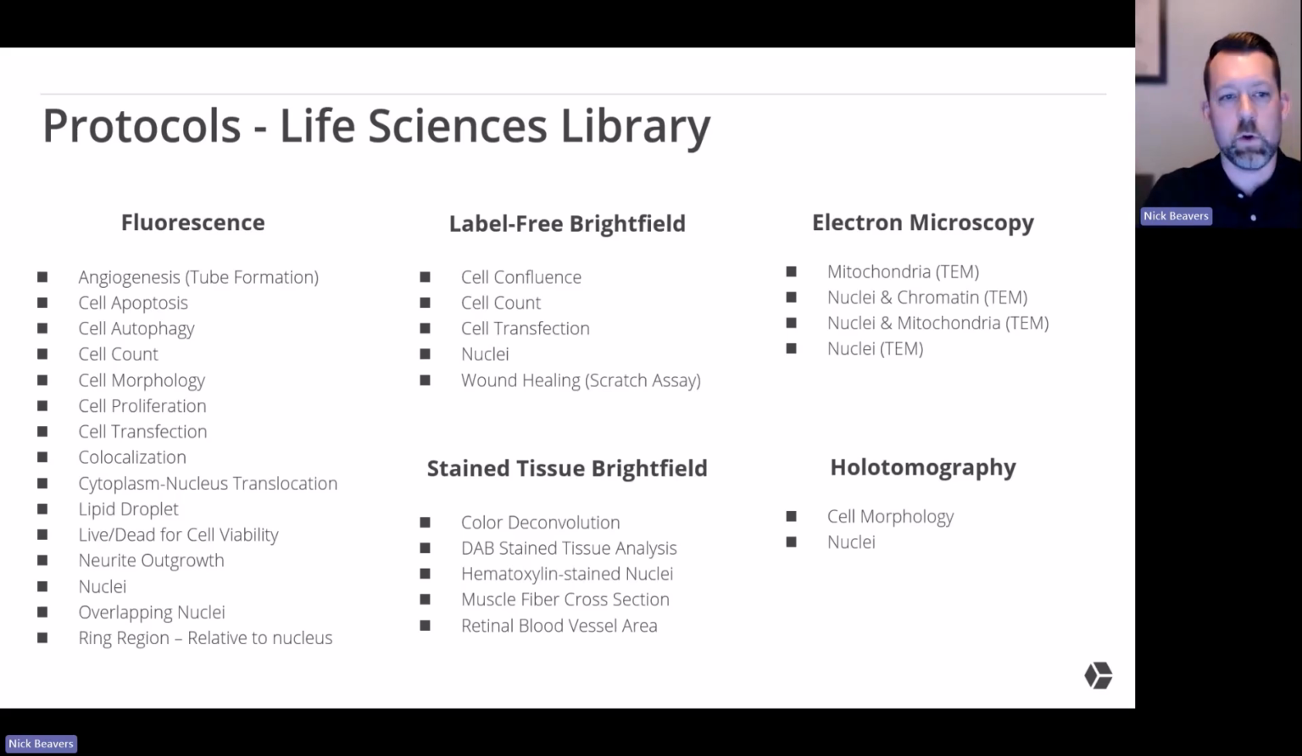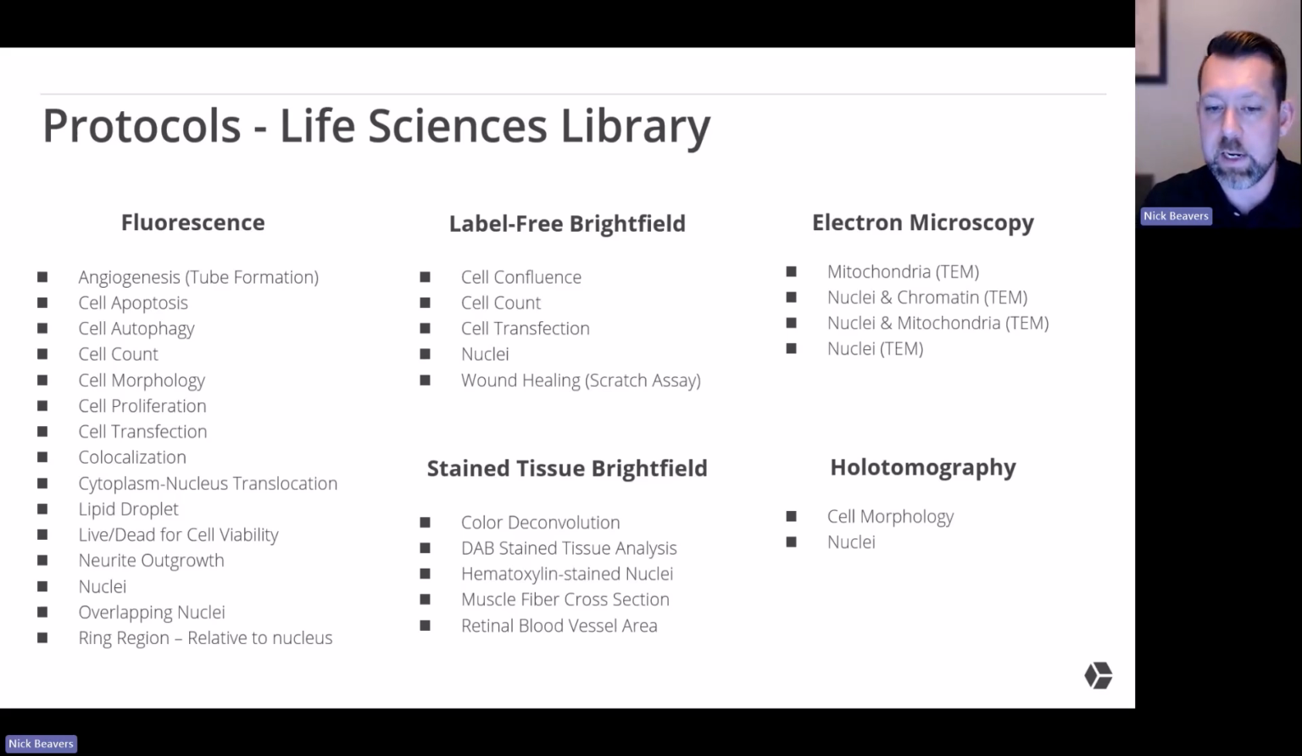And so because of that, just want to point out, we've really worked hard at trying to create a good library. Now you can make your own, but we recommend starting with what we have here, where for fluorescence, protocols that are built for angiogenesis and tube formation, cell apoptosis, autophagy, simple cell count, of course, morphology analysis, proliferation, colocalization, translocation, live dead analysis, simple nuclei measurements and count, and multiple ring regions around cells. We can do the same thing in label-free bright field for confluence and transfection.